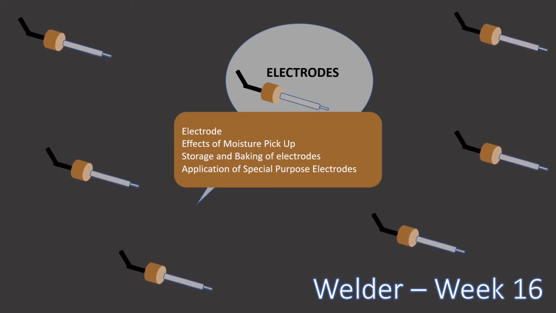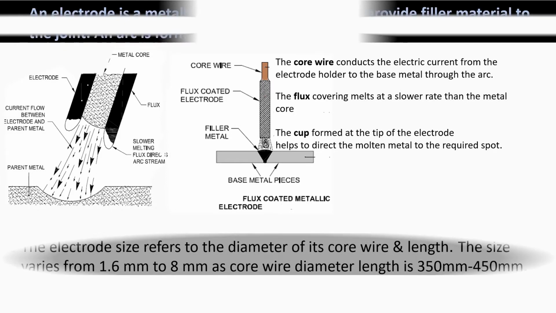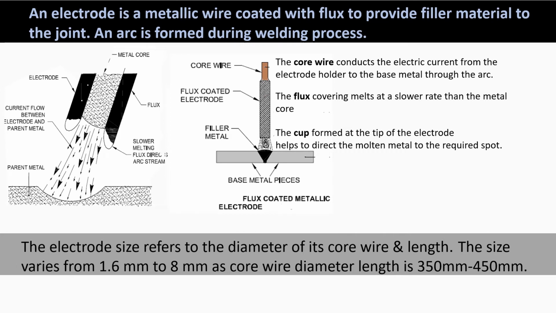In this week, we are going to learn all about electrodes. An electrode is a metallic wire coated with flux to provide filler material to the joint. An arc is formed during welding process. The electrode size refers to the diameter of its core wire in length. The size varies from 1.6 mm to 8 mm as core wire diameter length is 350 mm to 450 mm.